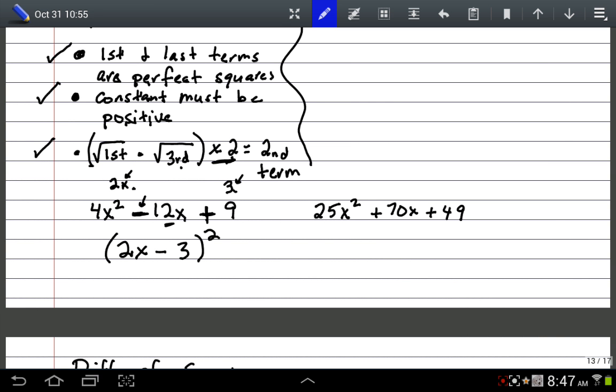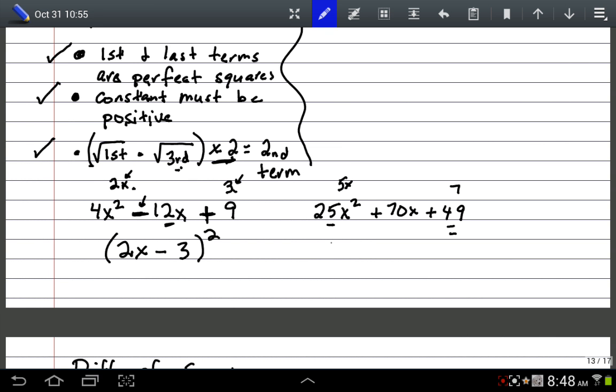Alright, so let's notice our checklist here. Are the first and last terms perfect squares? Yes, sir, they are. Is the constant positive? Yes, sir, it is. Now, here's the tough part. The square root of the first term, I'm going to write a little bitty above it here, would be 5x. The square root of the third term would be 7. Now, if I take these two numbers and multiply and double, it should be the middle term. So 5x times 7 would be 35x, and 35x doubled, sure enough, is 70x. Okay, so it's the identifying part that's the hard part.